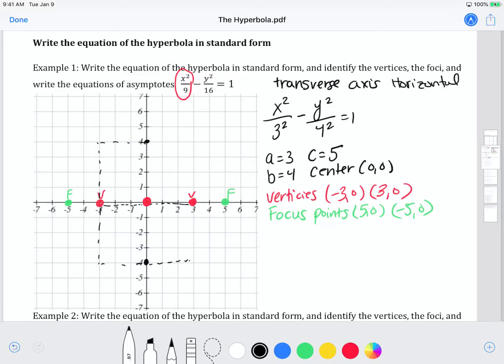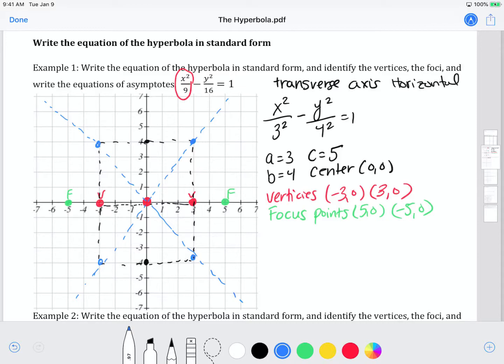and this way I can draw my box. So I always come out a distance a from the center in either direction along the transverse axis, and then b comes out from the center along the opposite direction of the transverse axis. And then that will give us our asymptotes. Your asymptotes are going to come through the corners of the boxes and then through the center. So these points, the corners of the boxes, should be on the line of the asymptote.